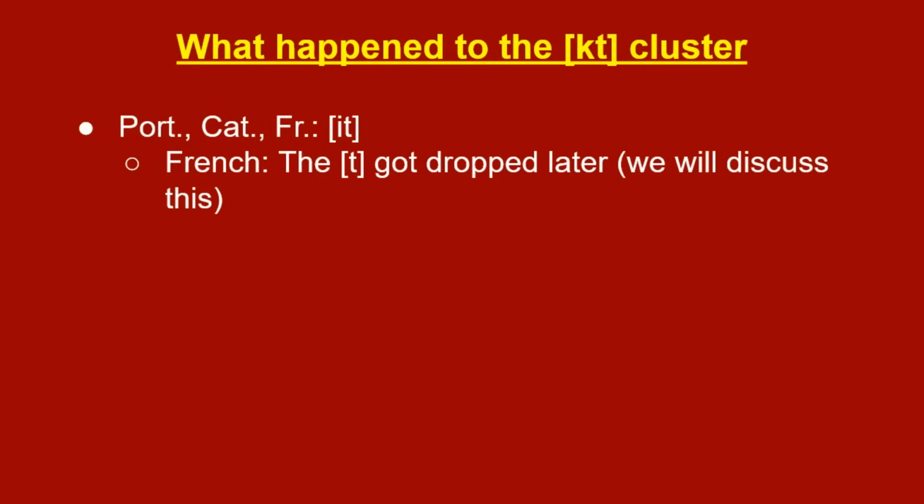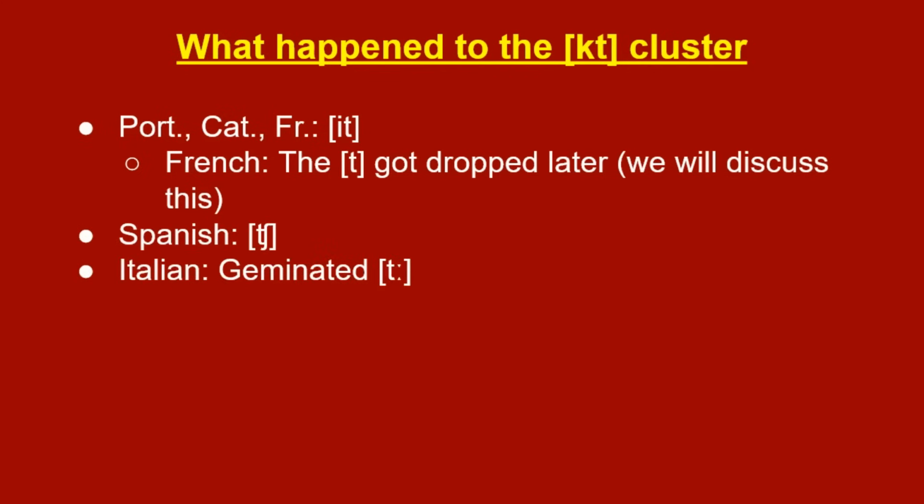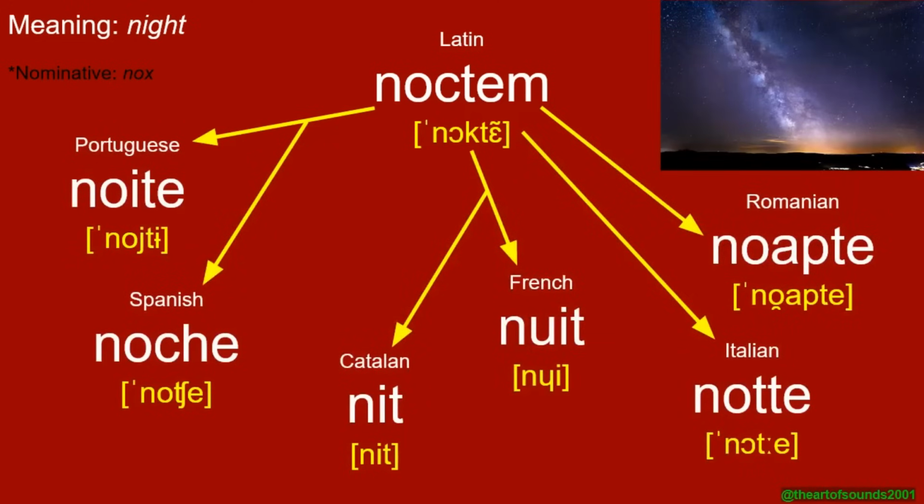So the next cluster is kta, and it kinda went all over the place. The most common change happened in Portuguese, Catalan, and French, where it became it, while in Spanish, this cluster changed even further to ch. Meanwhile, in Italian, it became geminated t, and in Romanian, the k changed to p. So for example, we have Latin noctem, which became Portuguese noite, which I said in European Portuguese to avoid that confusing Brazilian allophone, Catalan nit, French nuit, Spanish noche, Italian notte, and Romanian noapte.